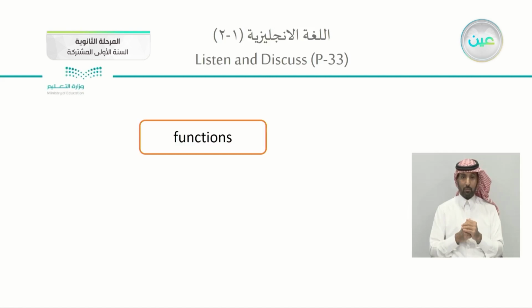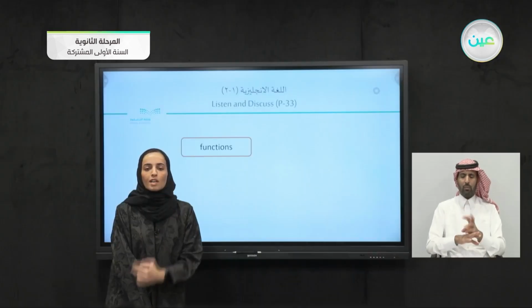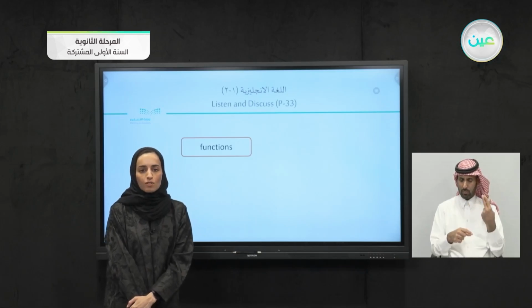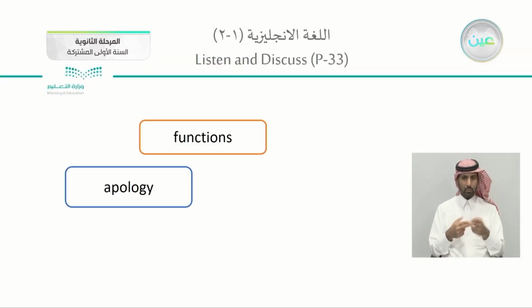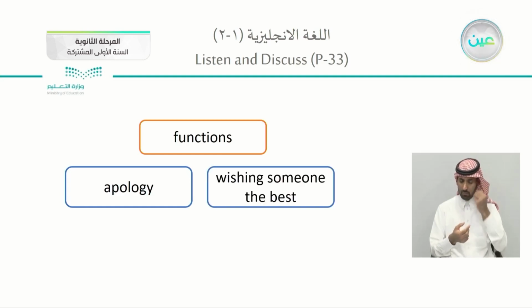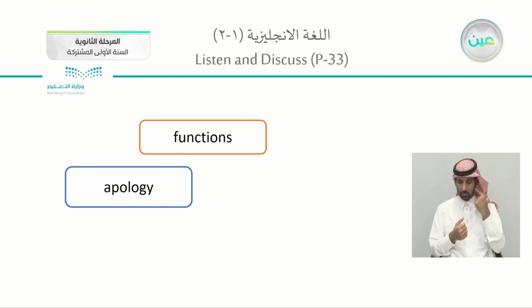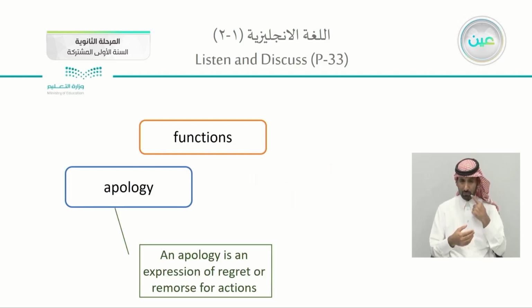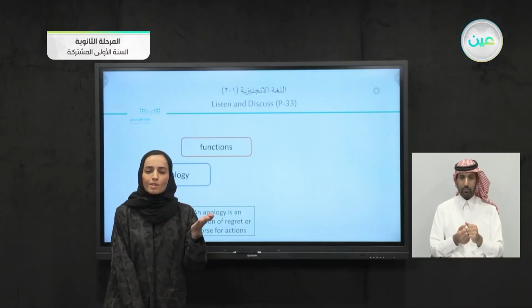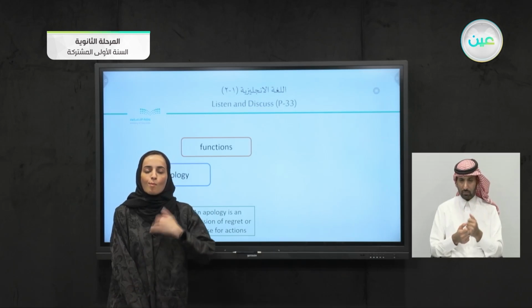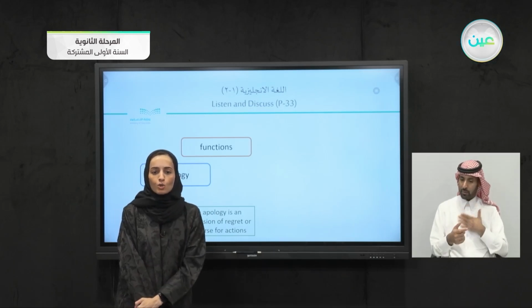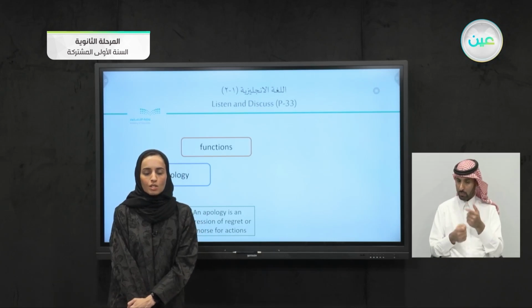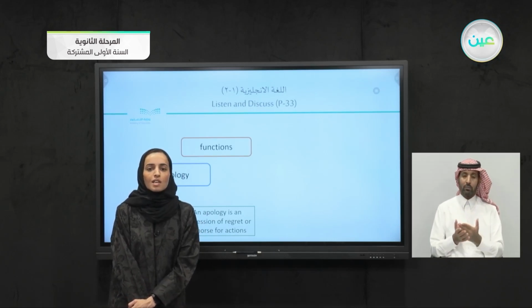Okay, when we're speaking about this email, we have discussed 2 extra functions other than the ones that you are familiar with. At the beginning, we've spoken about the apology, and the second one was wishing someone the best. What do we mean when we say apology? An apology is actually an expression of regret or remorse for an action. You did something, then you felt sorry, then you will apologize. You will say that you are sorry. I am sorry for doing this or doing that. Apology is to say sorry.